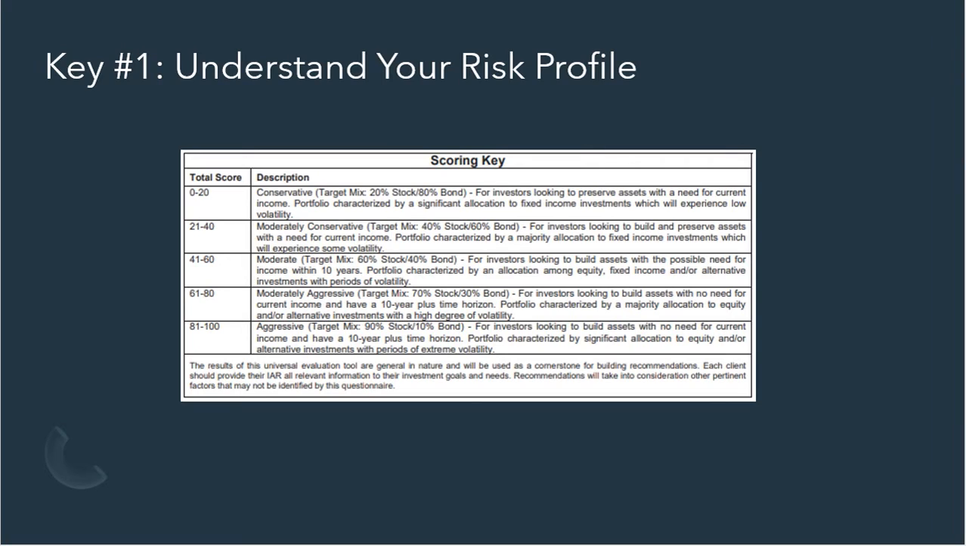So you see, if you're 81 to 100, you are aggressive. You basically are willing to take on a lot of risk, but you're willing to get a lot of reward for it. And there's a way to structure a portfolio that way as well.